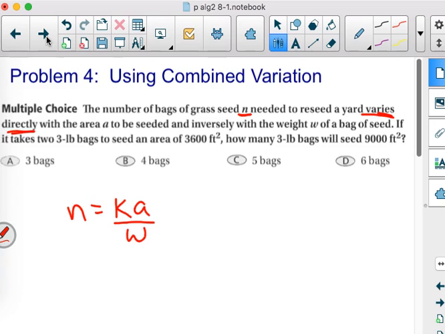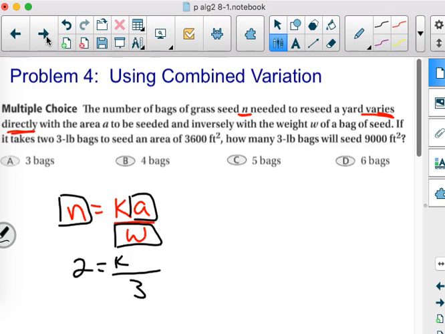Now here's the problem. If I want to use that formula, I have to know what K is. Right now I don't have a number for that. So my hope is they're going to give me information for all of the other three so that I can find K. And then I'll have a formula. So let's see. It says, if it takes 2 3-pound bags, oh good, N is 2, and the weight was 3, to seed an area of 3,600 square feet, well that's A, that's area.